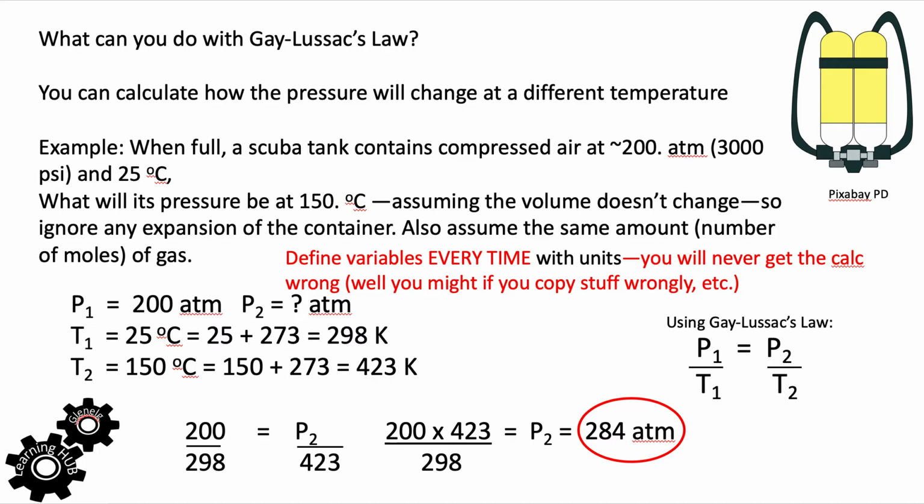Now, for these calculations, every time define each of the variables with their units and write down the law that you are using. So we're defining P1, T1, P2, and T2. P2 is our unknown with the question mark. And we're going to use Gay-Lussac's law, P1 over T1 equals P2 over T2, substitute in the values and do the calculation. So we get an answer of 284 atmospheres.